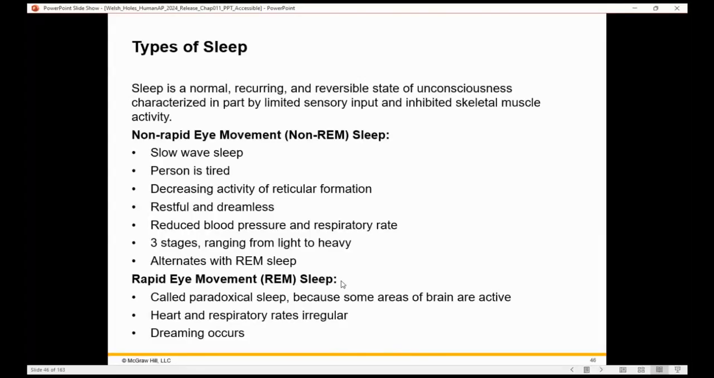In rapid eye movement, or REM sleep, this is also called paradoxical sleep because some areas of the brain are still active. The heart and respiratory rates are irregular during this time, and this is when you're dreaming.